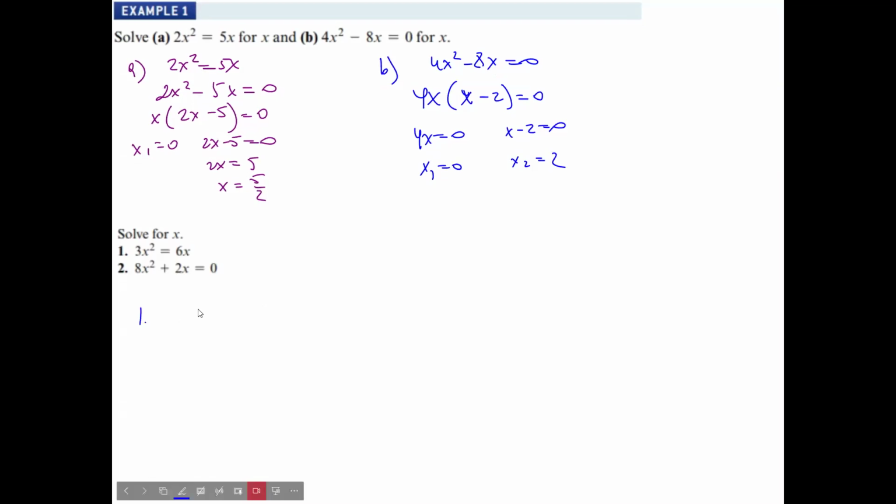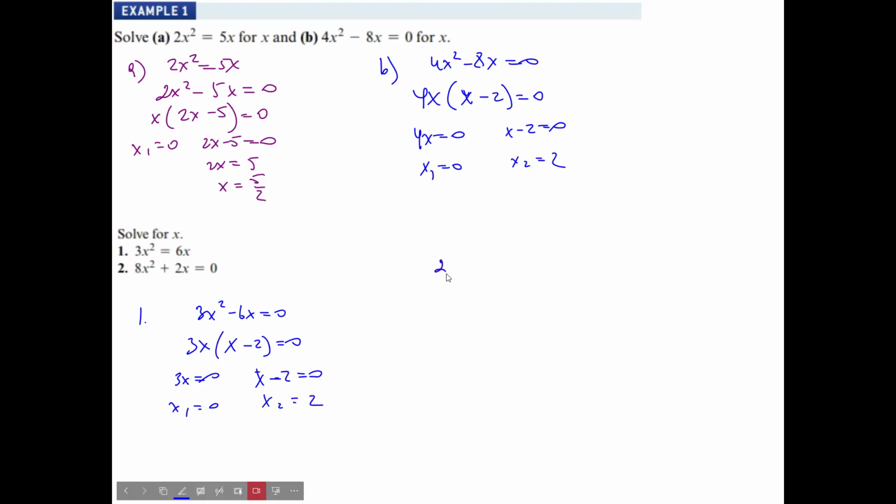Okay, so first one, 3x squared minus 6x is 0. 3x we take outside: 3x times x minus 2 is 0. So 3x is 0, x1 is 0. x minus 2 is 0, x2 is 2.